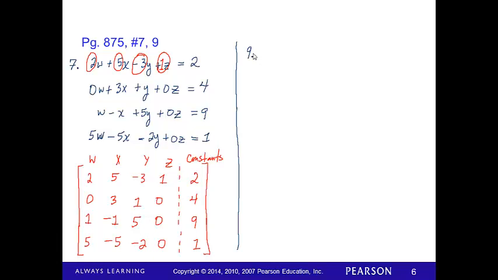Number 9 says, write the system of linear equations represented by the augmented matrix. Use x, y, and z, or if necessary, w, x, y, and z for the variables. So depending on how many columns you have, that's how many variables you need. So for number 9, we have the following augmented matrix.